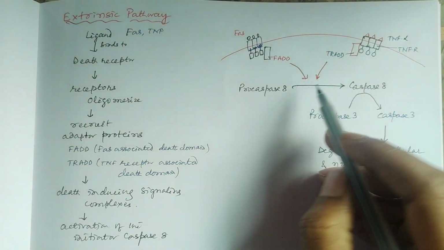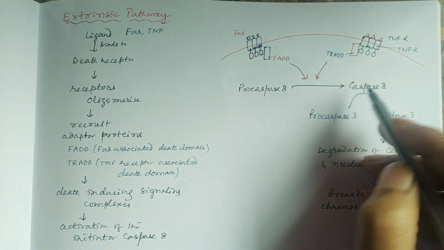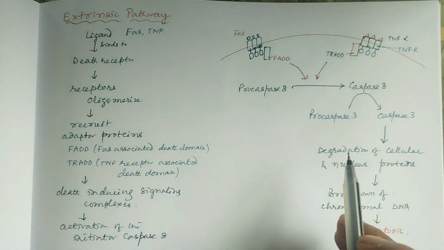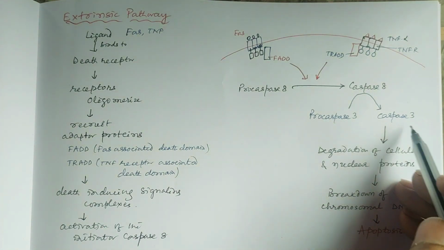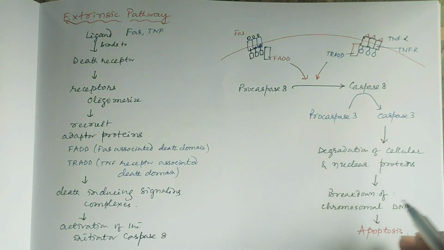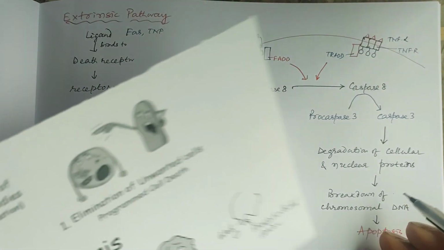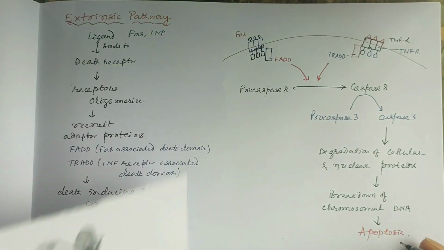These adapter proteins induce the death inducing signaling complex, which will activate pro-caspase-8 to caspase-8. Caspase-8 is the active form of pro-caspase-8, and caspase-8 then activates pro-caspase-3 to caspase-3. This caspase-3 causes the degradation of cellular and nuclear proteins, and there will be breakdown of the chromosomal DNA, chromosomal fragmentation, and that will cause apoptosis. The apoptotic bodies will be phagocytosed.